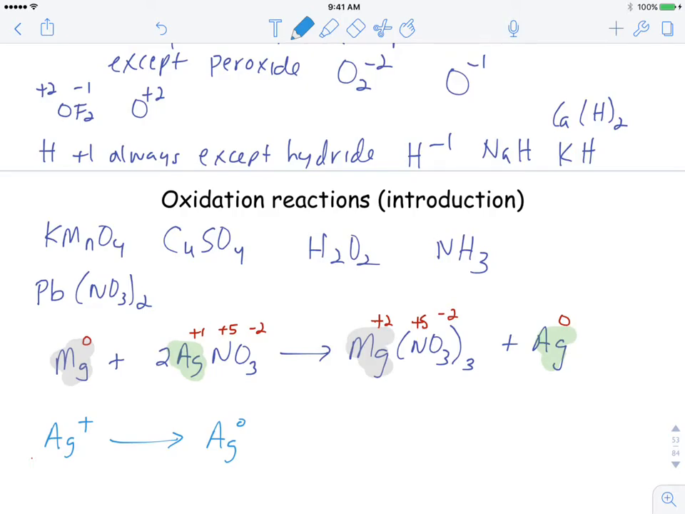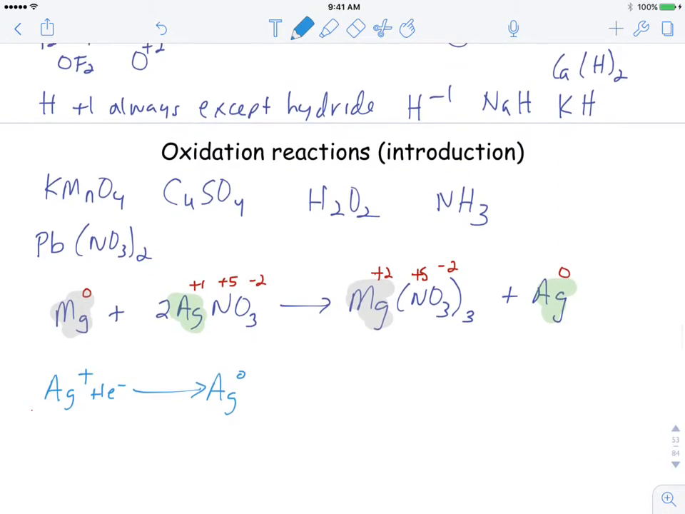There's a difference of +1 between them. So I need to add electrons, and I add electrons to the more positive side. So I would have +1 electron. Ag+, plus 1 electron yields Ag. I do the same thing for magnesium. Magnesium started off as Mg0, and it became Mg+2. I see there's a change of +2. It lost 2 electrons.